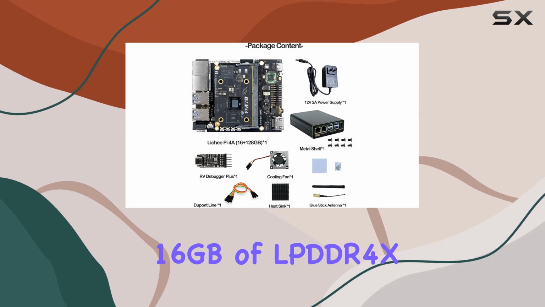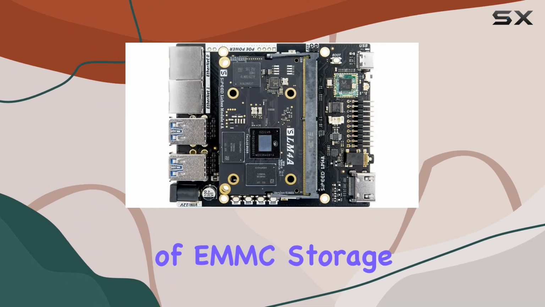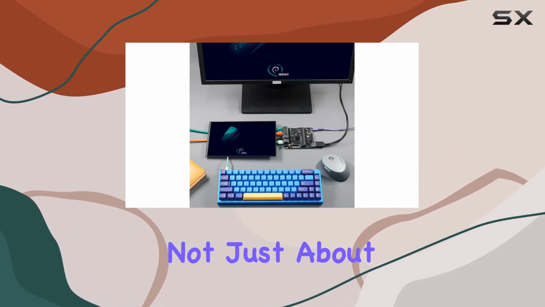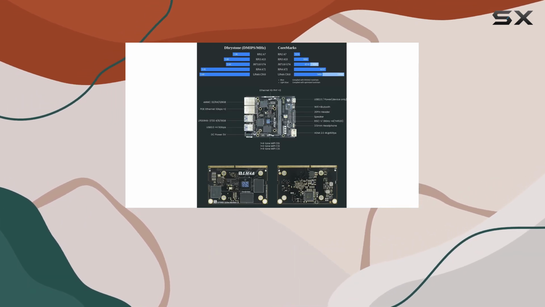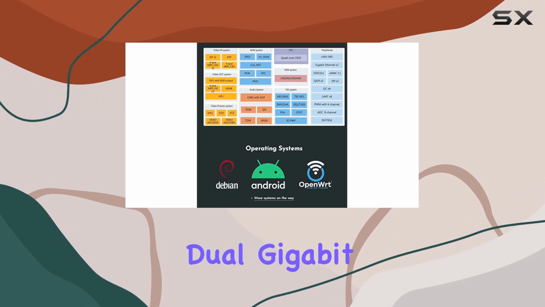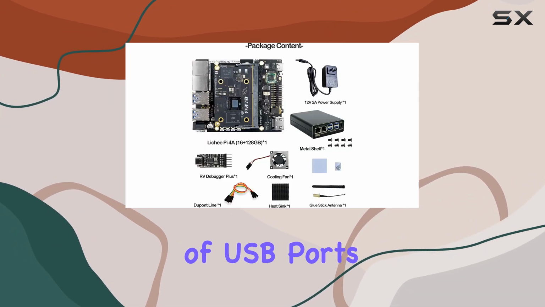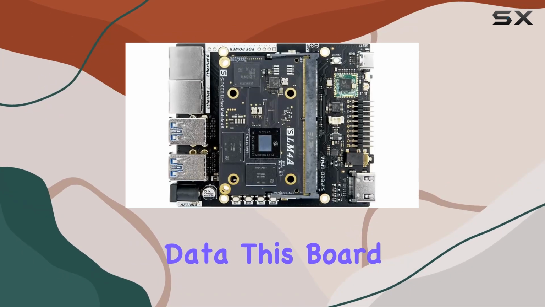Paired with 16GB of LPDDR4X RAM and 128GB of eMMC storage, this board is ready to handle whatever tasks you throw at it. But it's not just about raw power. The LicheePi 4A offers a plethora of connectivity options, including onboard Wi-Fi 4, Bluetooth 5, dual gigabit Ethernet ports, and a variety of USB ports. Whether you're connecting peripherals or transferring data, this board has you covered.